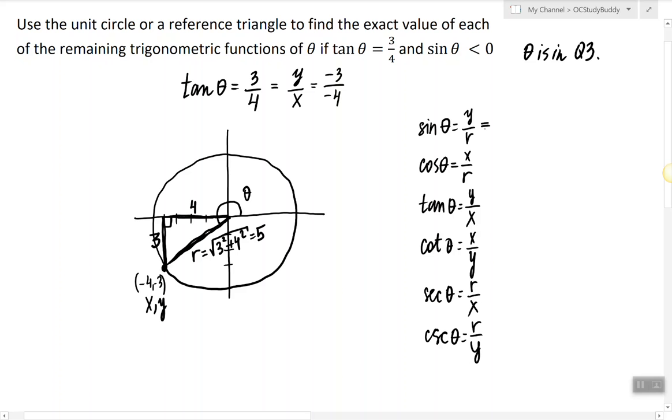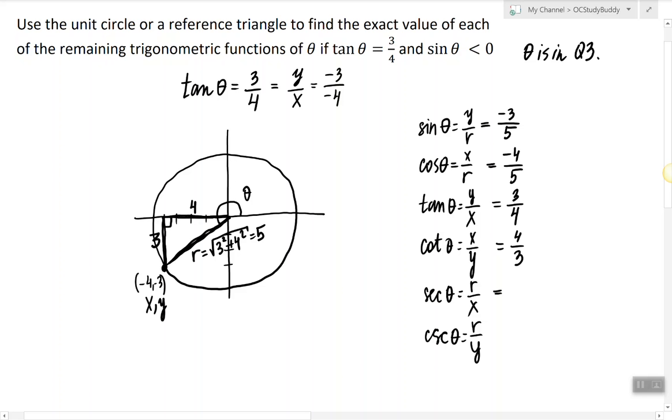Sine will be equal to negative 3 over 5. Cosine will be equal to negative 4 over 5. Tangent will be equal to 3 over 4. Cotangent will be 4 over 3.